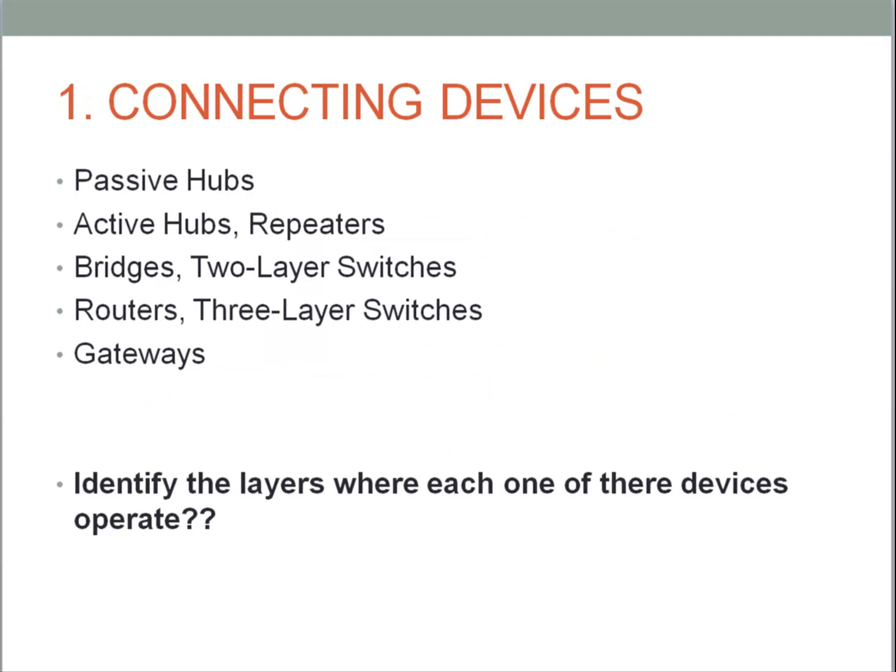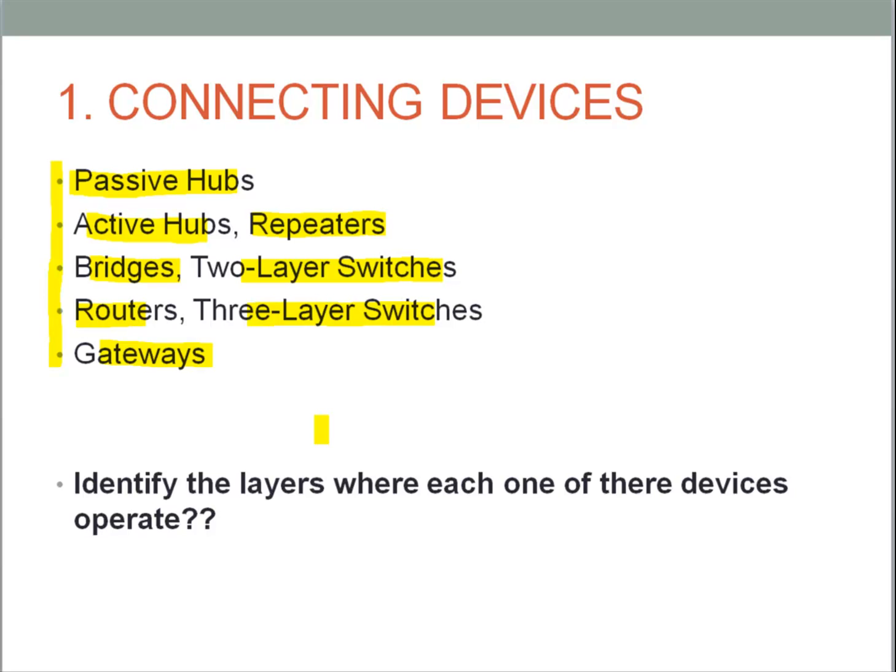Now, I'm going to the first part of this lecture, connecting devices. There are so many devices available. We already studied these networking devices. You can see these are all the devices available. The first one is the passive hub. The next ones are active hubs, repeaters, bridges, layer 2 switches, layer 3 switches, routers and gateway. So these are the different networking devices available.